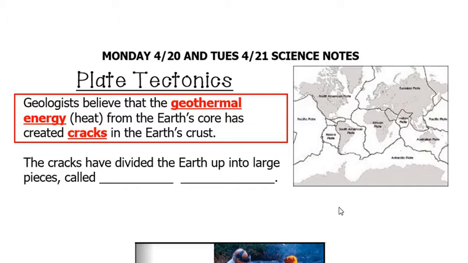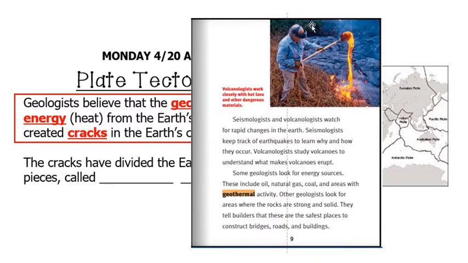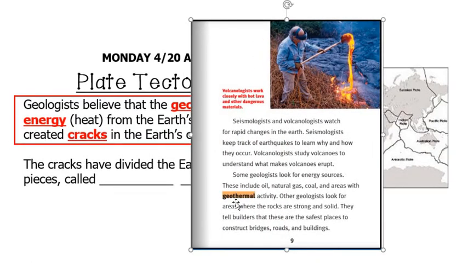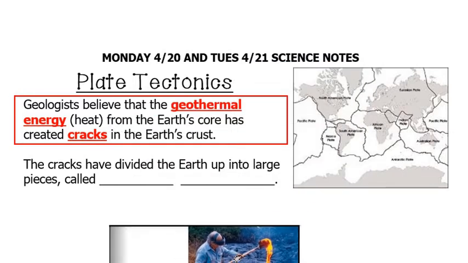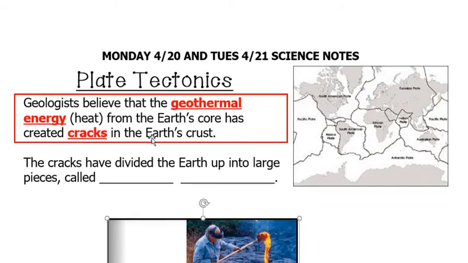So geologists believe that the geothermal energy or heat from the Earth's core has created cracks in the Earth's crust. In last week's book, it mentioned that geothermal activity is the heat that comes from inside the Earth. And that heat has actually caused the Earth's crust to be broken up into these cracks. You can see them in this map here. Those lines show where those cracks are.